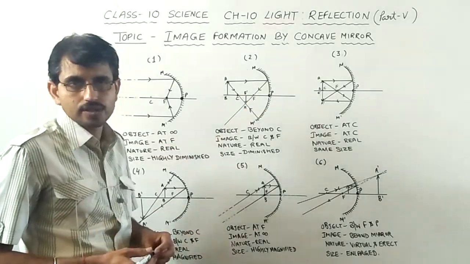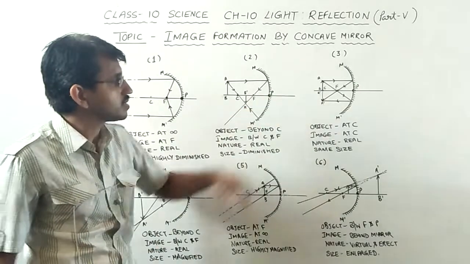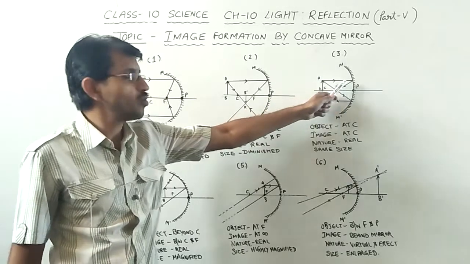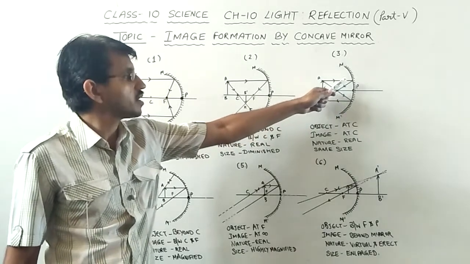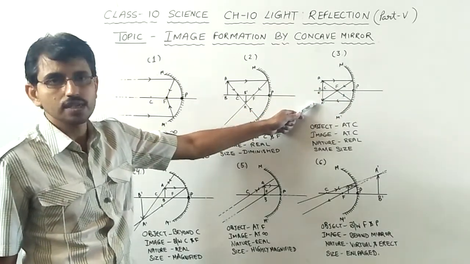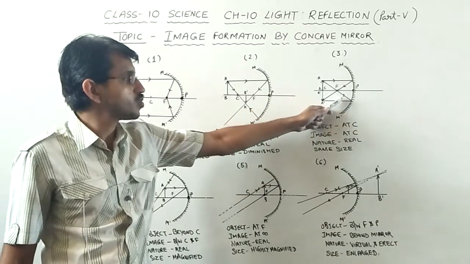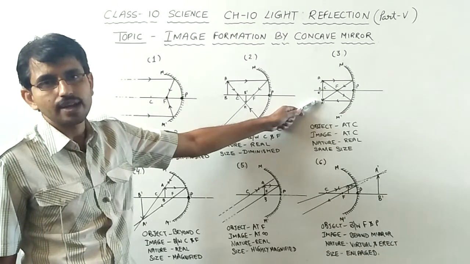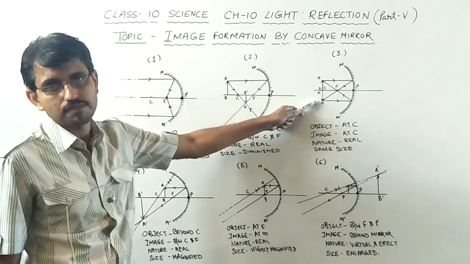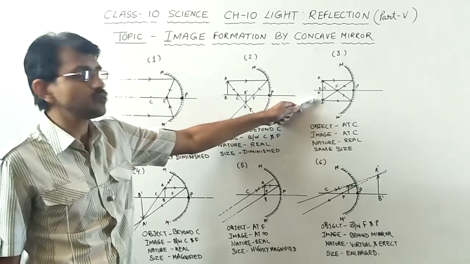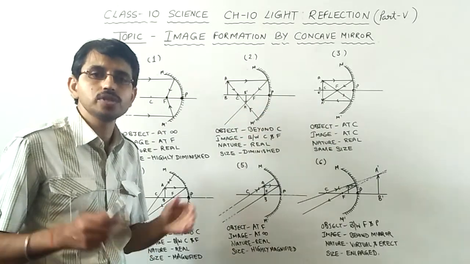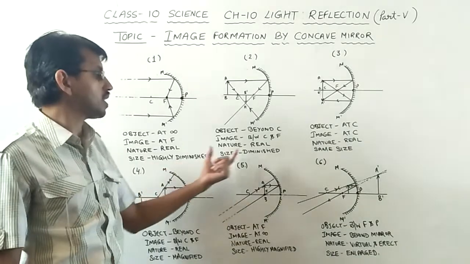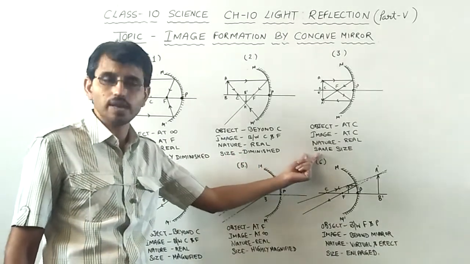Moving towards the third case. In the third case, when the object is placed at the center of curvature of a mirror, you can see again the first light ray going parallel to the principal axis, after reflection passes through the focus, and the second light ray that passes through the focus after reflection becomes parallel, and both these light rays intersect at A dash. At A dash you will get A dash B dash, the real, inverted and same size image of the object. Here the image is highly diminished, here the image is diminished, and here the image is same size.